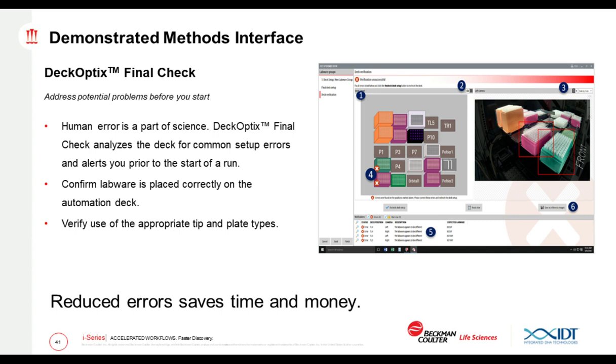Final Check ensures that you've placed your labware in the correct location and provides warnings if labware is missing or if the wrong tip type or plate types are detected on the deck. As in the example, you can see Deck Optics recognized that wrong tips are placed at 2 positions, thus saving the experiment.